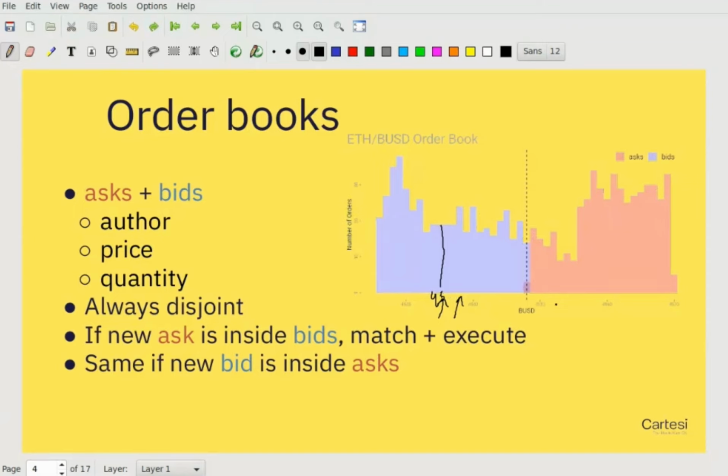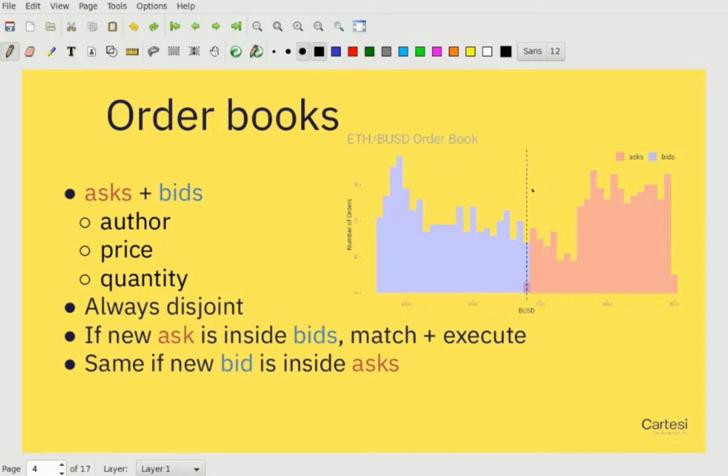So here people are asking, they're giving Ether in return for BUSD, and they are asking for this much, and they are offering this much Ether. So you see that there is no intersection, because if there was an intersection, if someone wanted to buy at the same price someone wanted to sell, there would be a match.